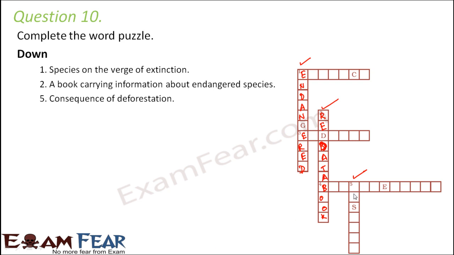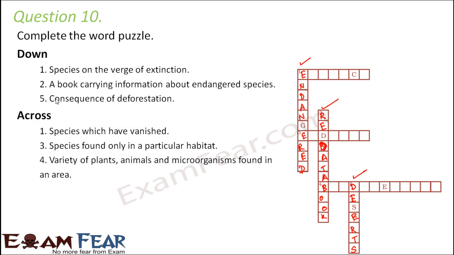5. Consequence of deforestation. One of the consequences of deforestation, where you have the third letter as S. Due to deforestation, soil erosion can take place, so the water retaining capacity of the soil reduces. Gradually the soil fertility goes off, and as a result the fertile land gets converted into deserts. That is called desertification. So desertification is a consequence of deforestation. So this will be desert.